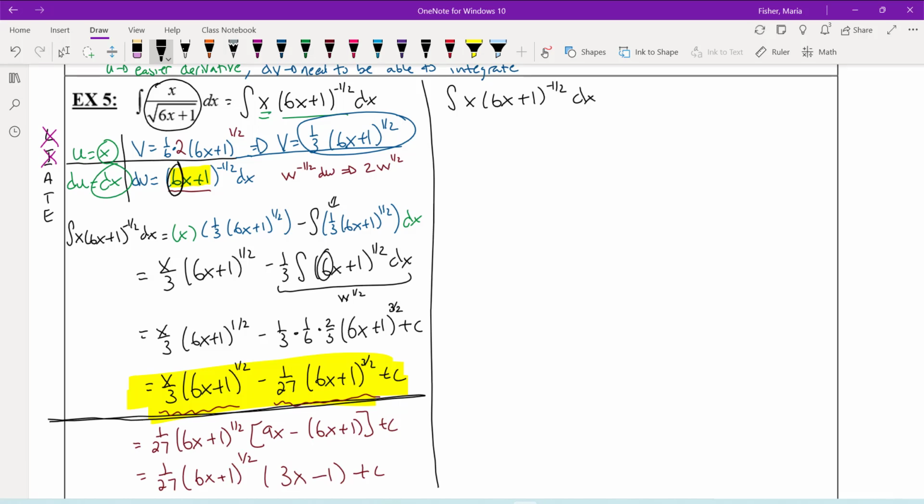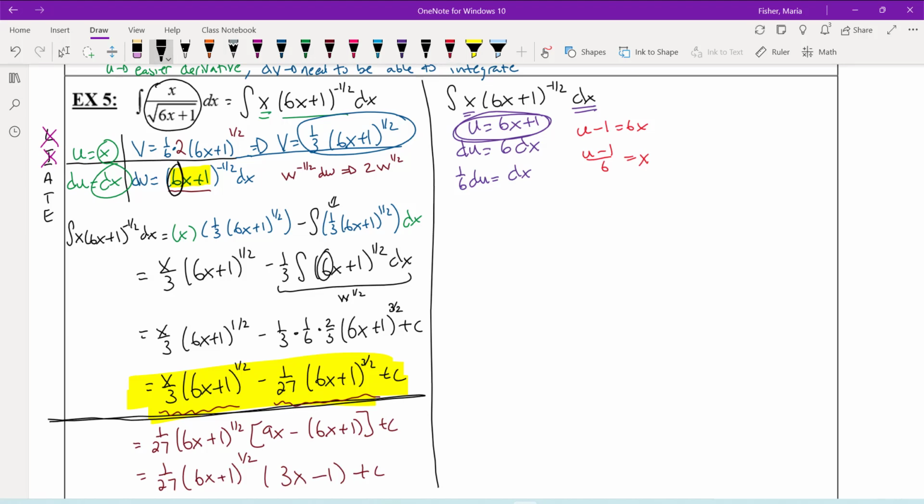Well, what I mean by that here is that if we would have let u equal 6x plus 1, the thing that's being raised to a power, our derivative, du, would have been 6 dx. Now, I don't have a 6 dx, I have an x dx, but if I were to divide both sides by 6, and then come back to this guy here and solve it for x, we would have had u minus 1 equals 6x, and then u minus 1 over 6 equals x.